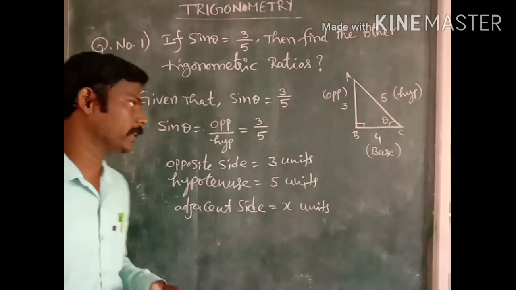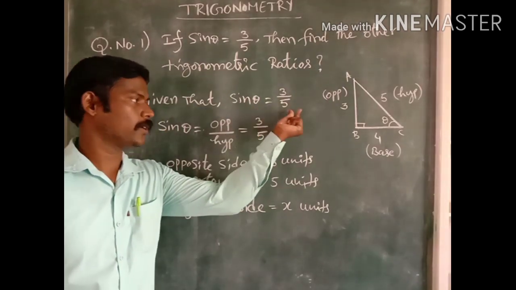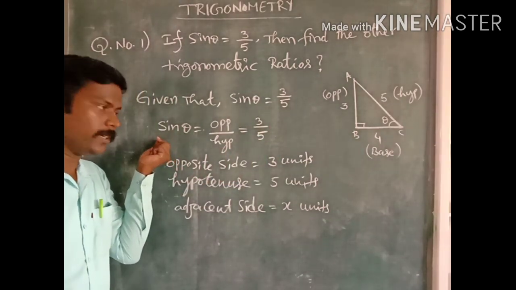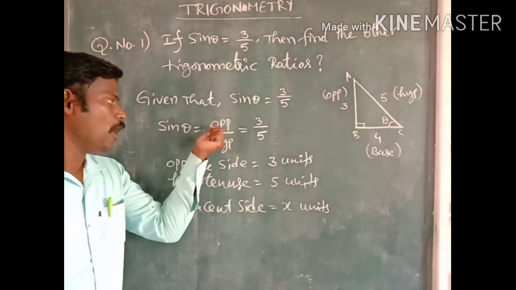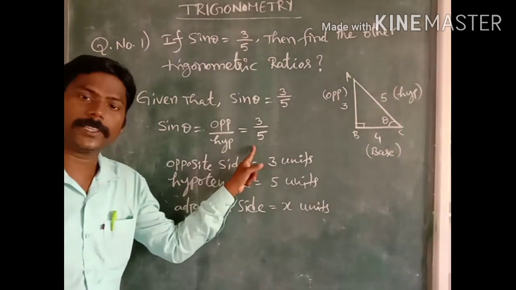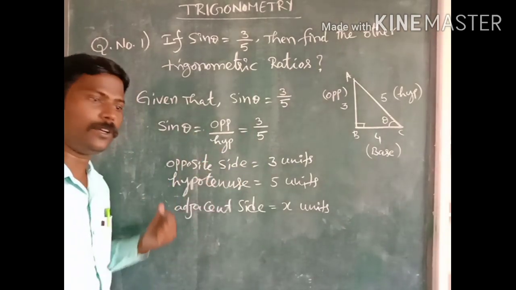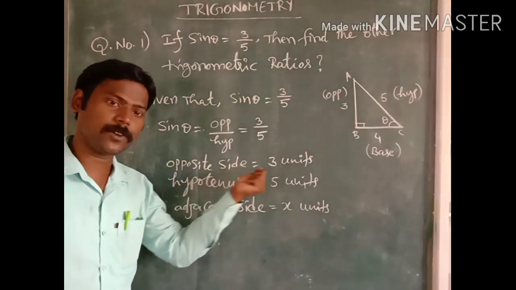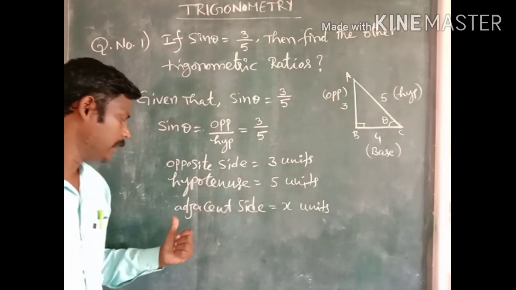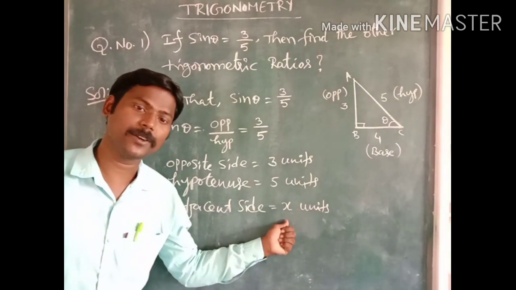Once again, look at the board, all of you. First, what is given? Sin theta equal to 3 by 5. Next, what is the definition of sin theta? Sin theta equal to opposite side by hypotenuse. So, what are the values given in the question? 3 by 5. Now, I will separate the values. Opposite side is equal to 3 units. Hypotenuse equal to 5 units. Adjacent side is equal to x units because it is the unknown quantity.